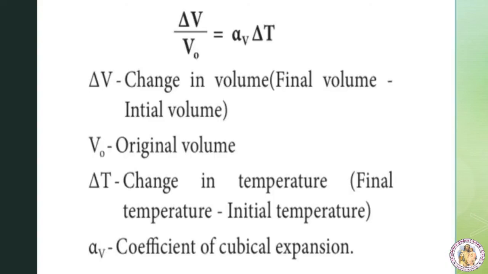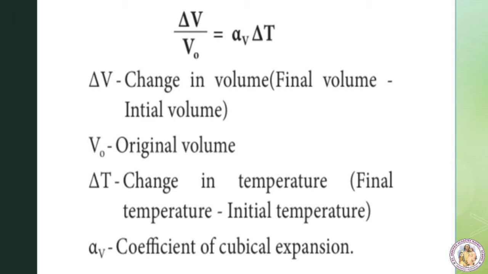The formula for cubical expansion: del V by V naught is equal to alpha V into del T. Del V is the change in volume, final volume minus initial volume. V naught is the original volume, del T is the change in temperature, and alpha V is the coefficient of cubical expansion. If we know all these values, we can find the coefficient of cubical expansion.